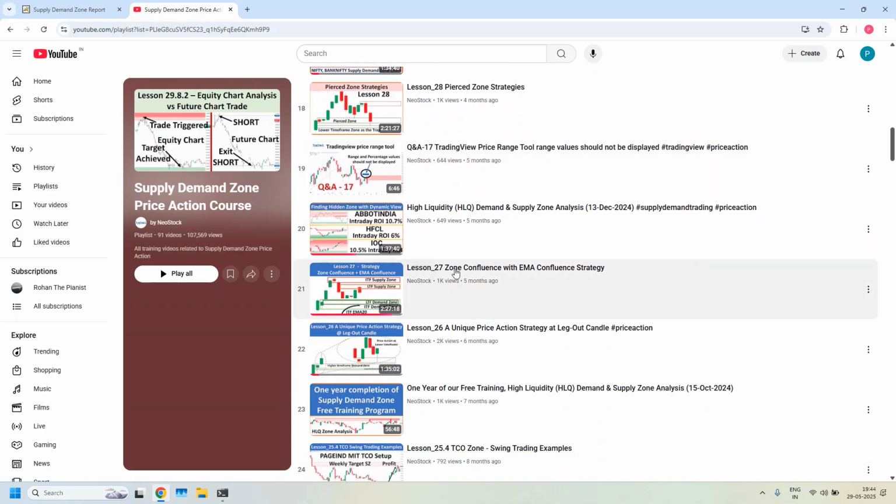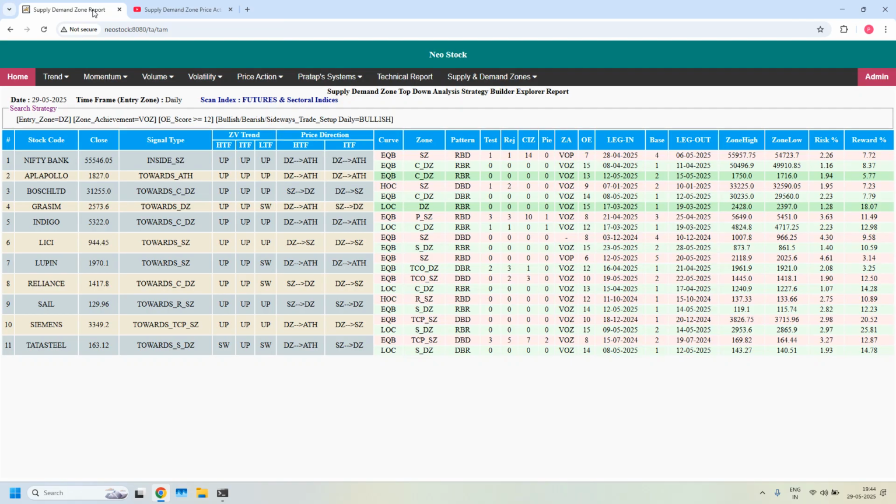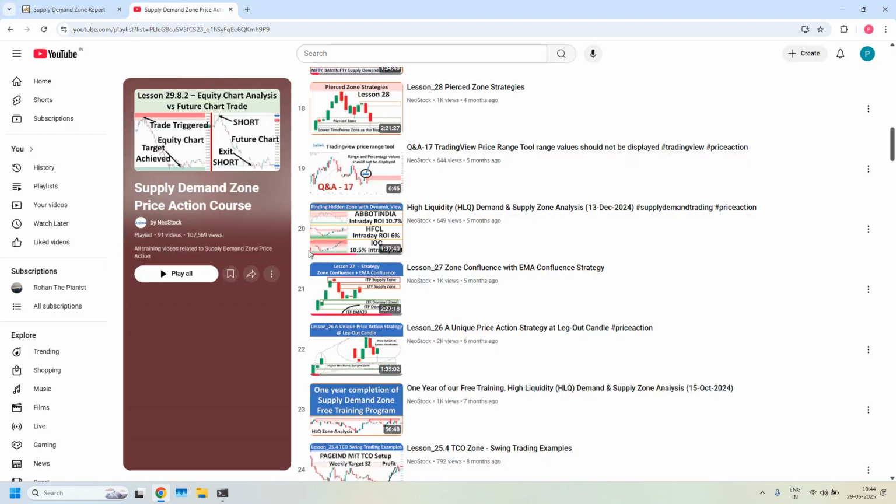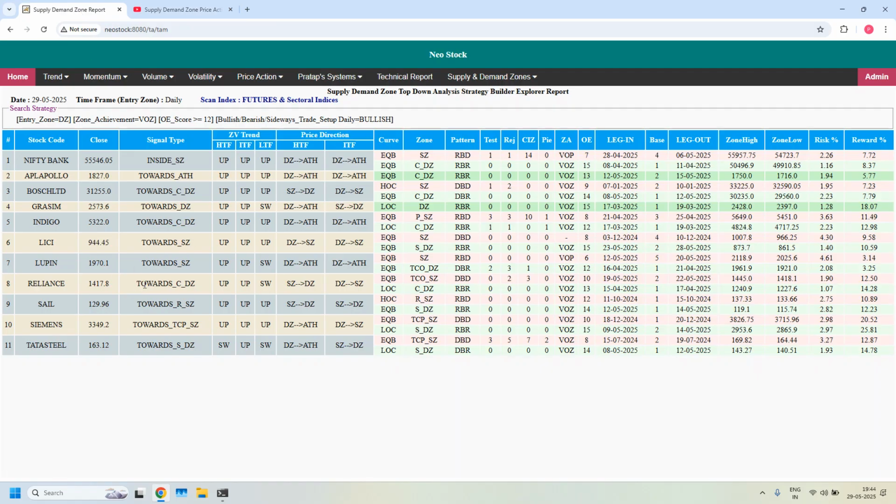See, lesson 27, zone confluence with EMA confluence strategy. This strategy we are applying to the bullish and bearish trade setups. If you complete this lesson, you will understand how we are filtering further. In that lesson I explained, if a lower time frame zone overlaps with an intermediate time frame or higher time frame zone, the order flows are much stronger.